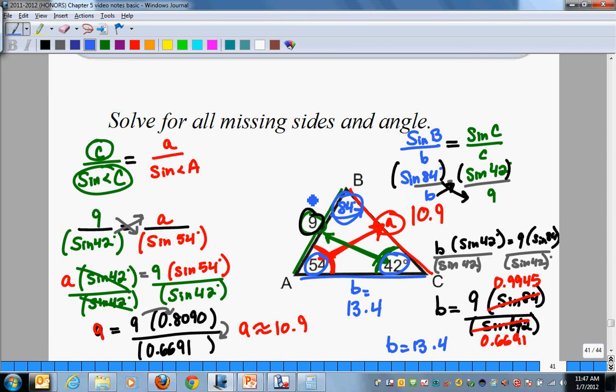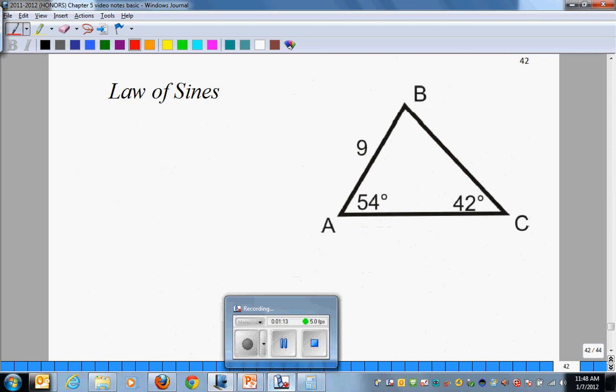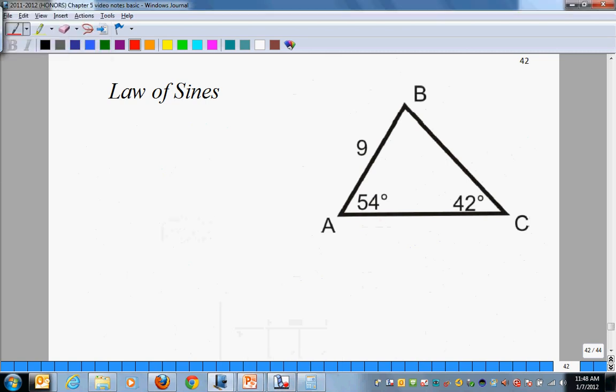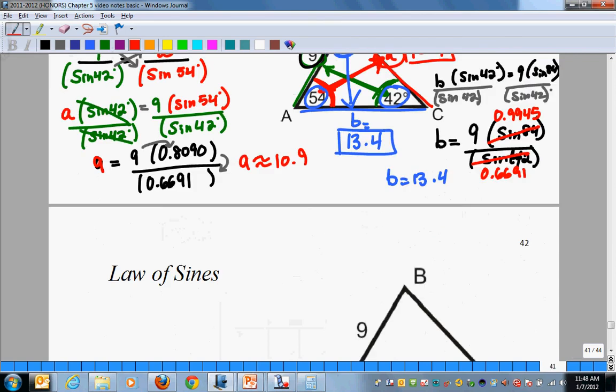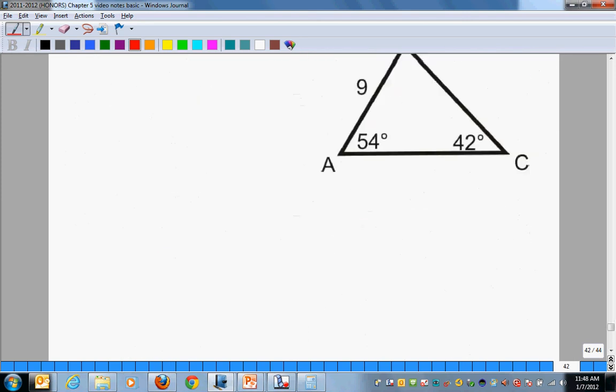Now, here's just a quick logic check. 84 is the largest angle. That means side B must be the longest side, which it is, out of 9, 10.9, and 13.4. So now we have solved for all the sides and all the angles. What I'd like you to do is follow the same process. That's the one we just did. That's called the law of sines.